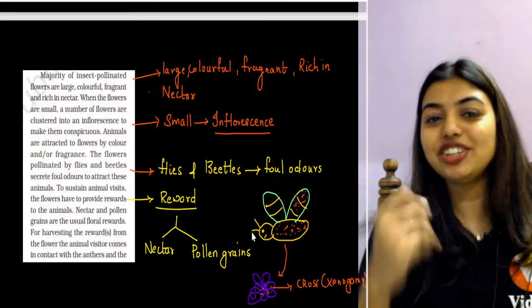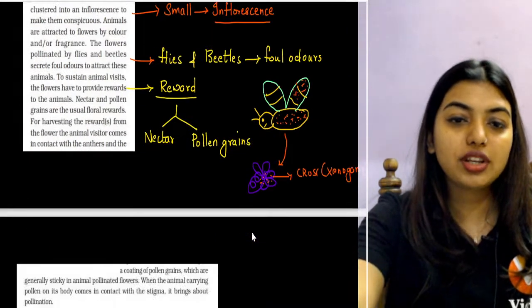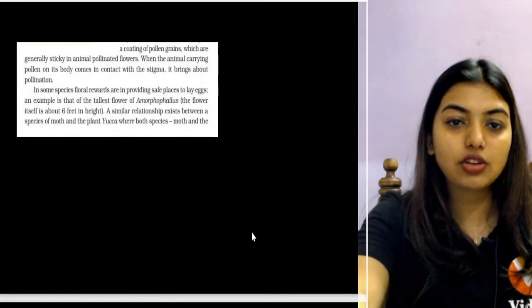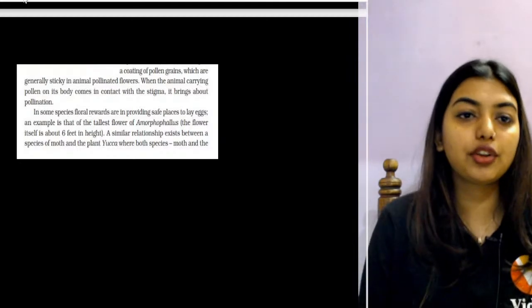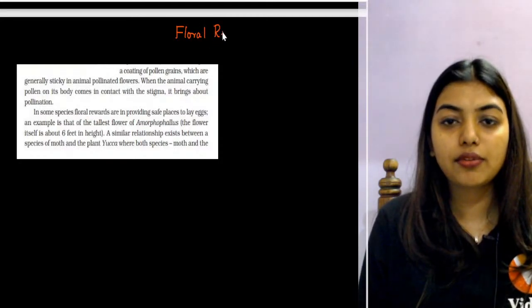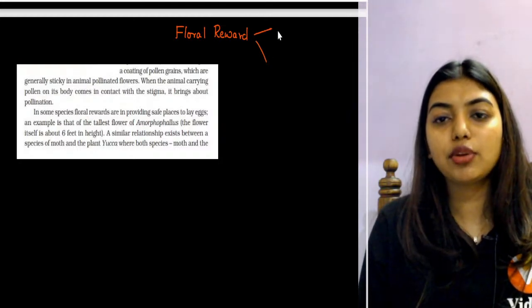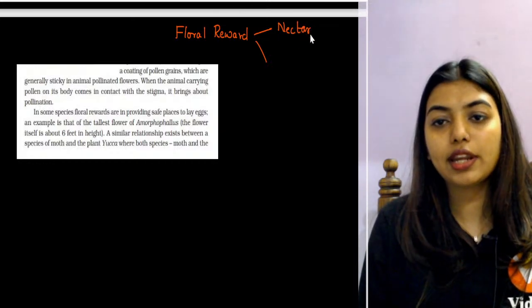Teaching continuously flower, I have forgotten the parts of the animals. So here, students, the animal visits the flower and comes in contact. So they are going to give a reward. Don't forget that. They're going to give floral rewards. These floral rewards can be of two types. It could be the nectar, or it could be the pollen grain.